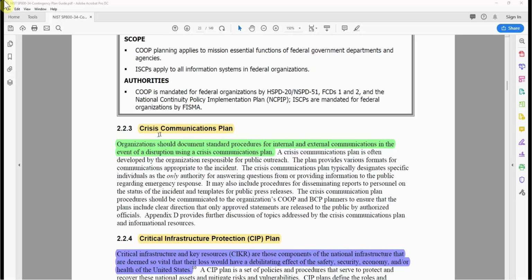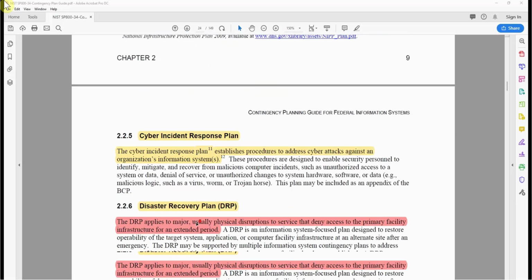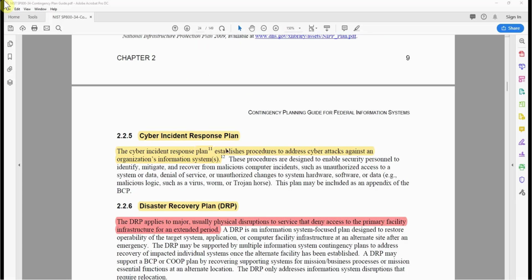Moving along, we have the Crisis Communication Plan. Organizations should document standard procedures for internal and external communication in the event of a disruption using a crisis communication plan. We also have the Critical Infrastructure Protection Plan, which is the CIP. Critical infrastructure and key resources are those components of the national infrastructure that are deemed so vital that their loss would have a debilitating effect on the safety, security, economy, and health of the United States. We also have the Cyber Incident Response Plan, just as we saw in the last video.